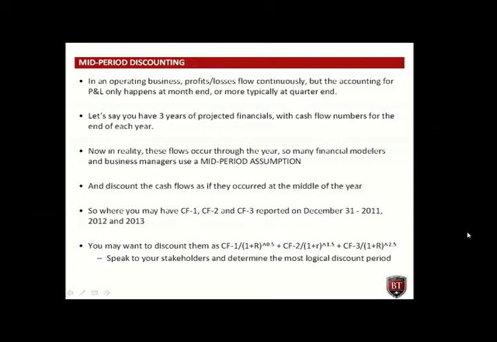So as opposed to saying that all that money is going to come to me on the 31st of December, a lot of times business managers prefer to use a mid-period assumption, and they say, you know what, let's just assume that this money comes to us in the middle of the year and we will just discount it from today to the middle of the year. So as a result, they have discount factors that are to the power of 0.5, which represents half a year or 6 months, or 1.5 for a year and a half, or 2.5 for 2.5 years.